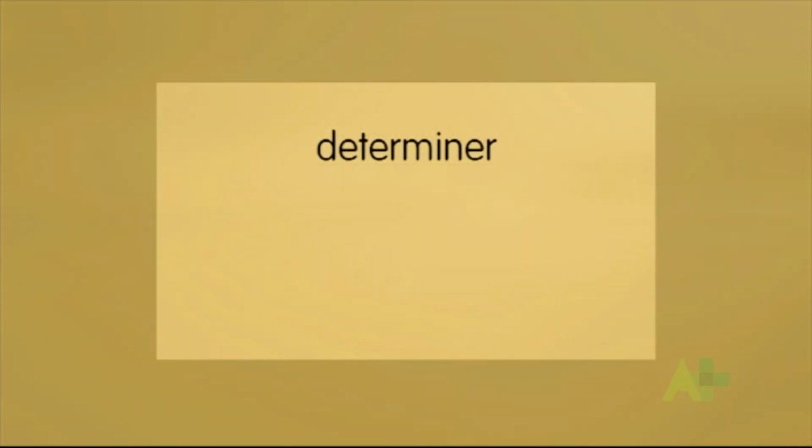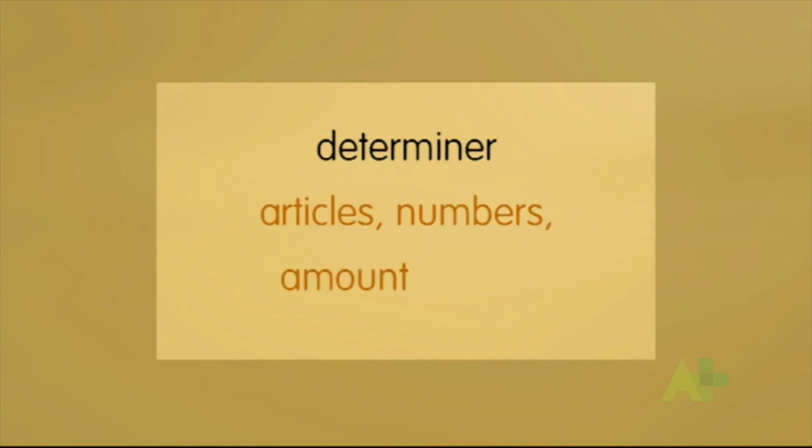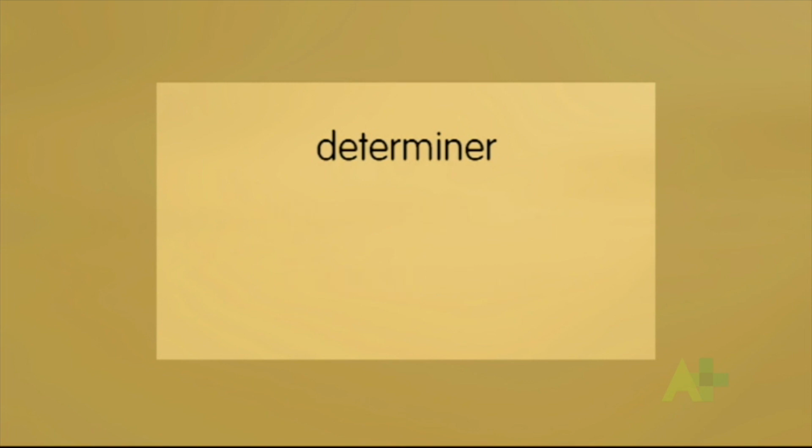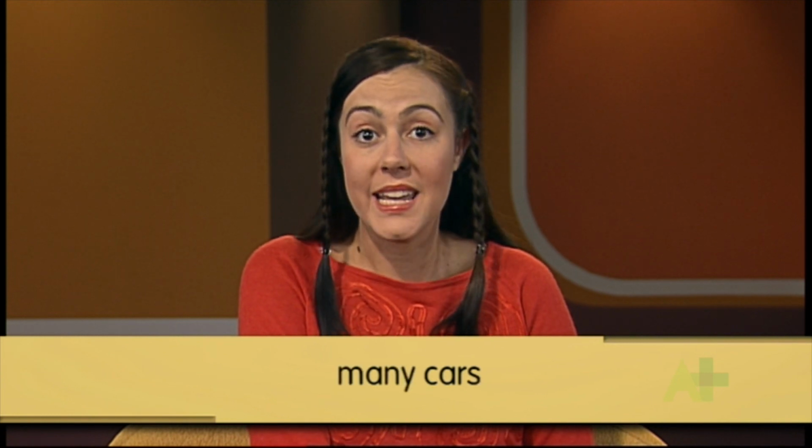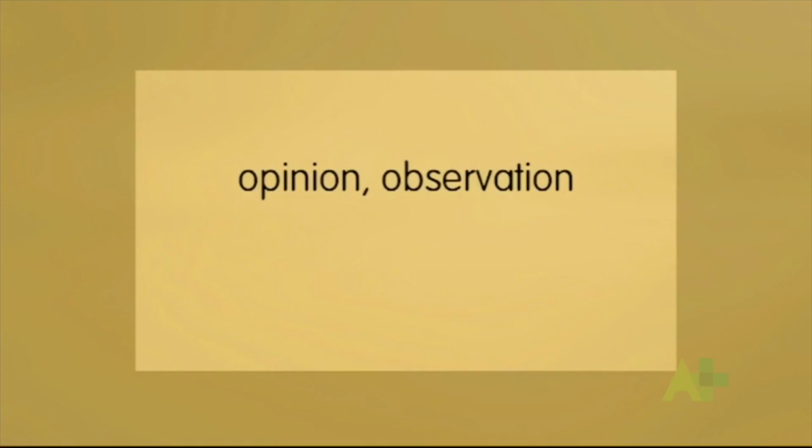First, we have the determiner. That's articles, a, an, the. Numbers, or a word that describes the amount of something. It can also be the owner, the person or thing who the noun belongs to. So determiners can be a, the, many, some, or a name like John's. So we can have a car, many cars, John's car. The second type of adjective is opinion or observation. This tells you something about the quality of the noun.